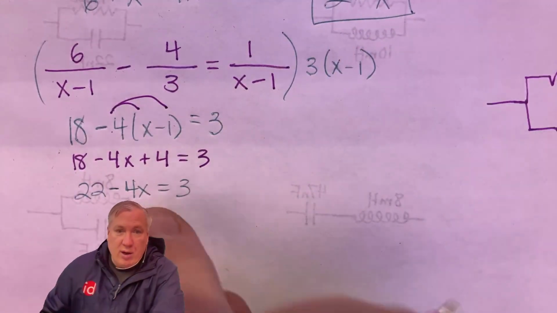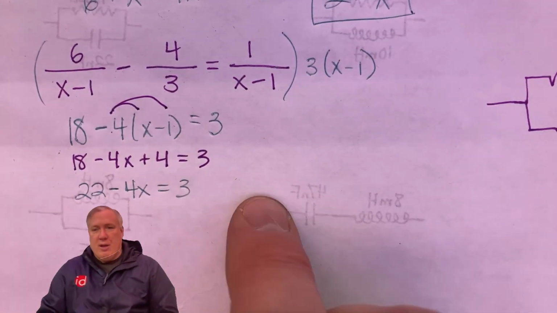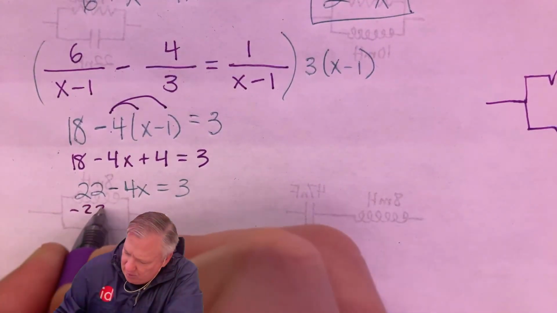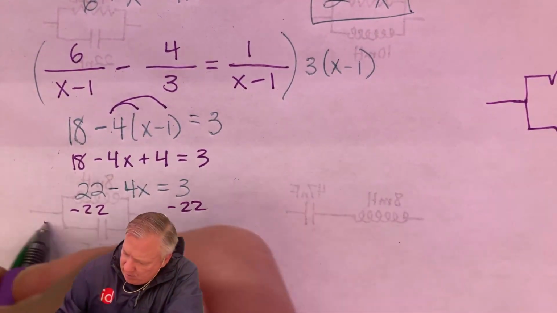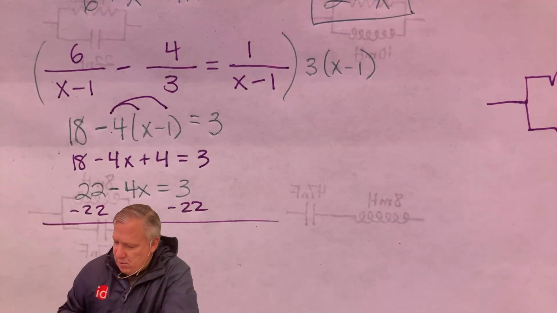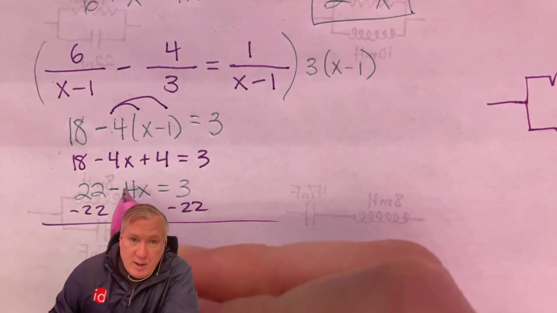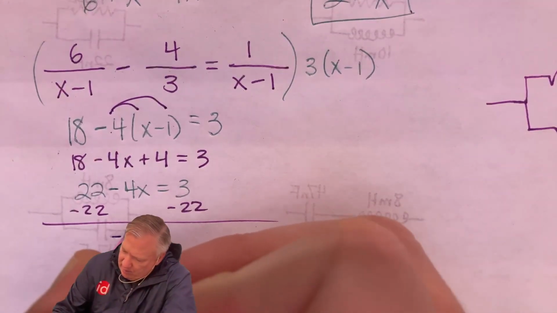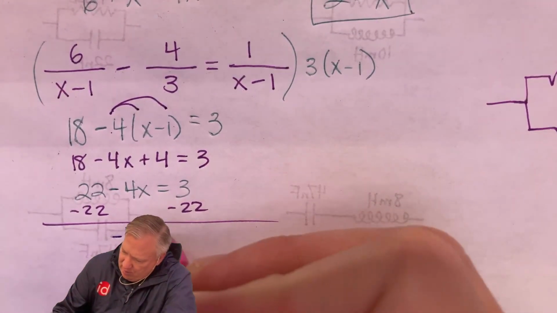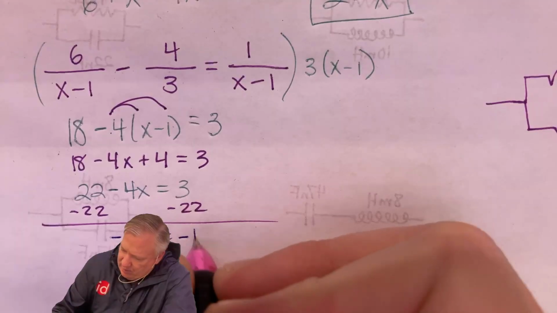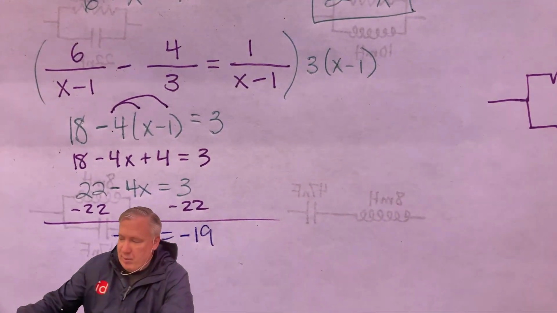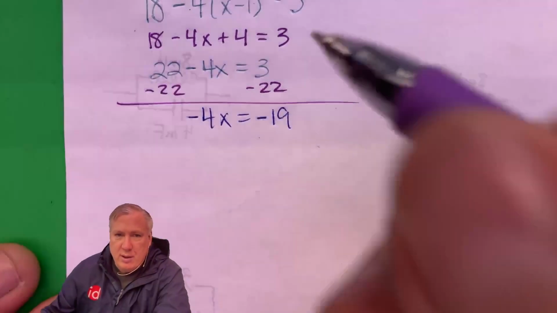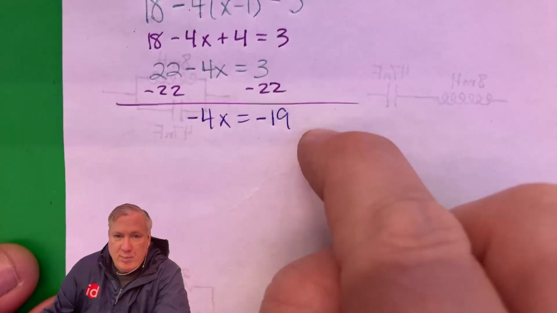Now I see that I already have x's on this side, so I want to get the numbers on the other side because I want to separate them. So I'm going to subtract 22. And the negative 4x is still there, that minus is still there, even though this disappears in front of it, because 22 minus 22 is 0. And then 3 minus 22 is negative 18. So let me move this up. Okay, so I subtracted 22 from both sides. Now I just have something with x, something with not x.